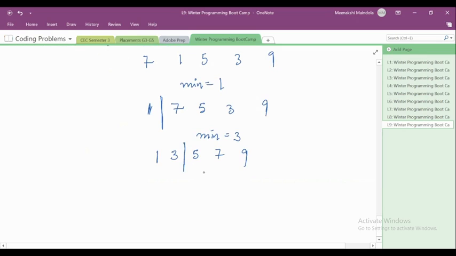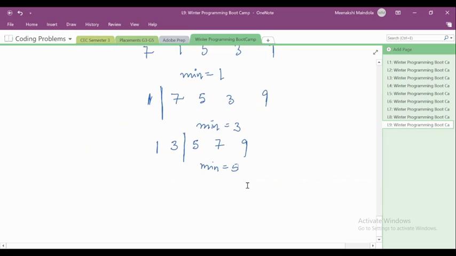Now, again with the remaining array, you are going to search for the minimum element, which in this case is 5. So 5 is already at its correct position. Now you consider the first three elements sorted, and then again perform the same operation on the rest of the array.